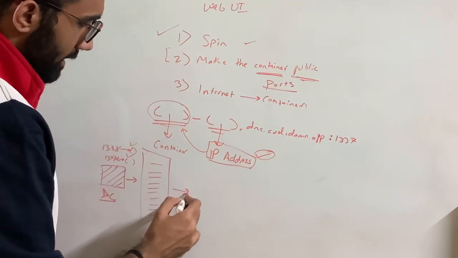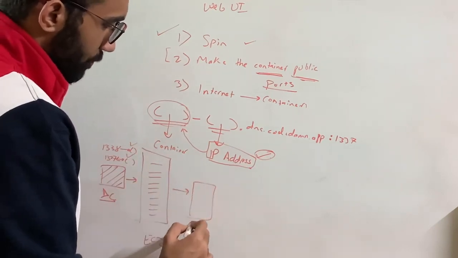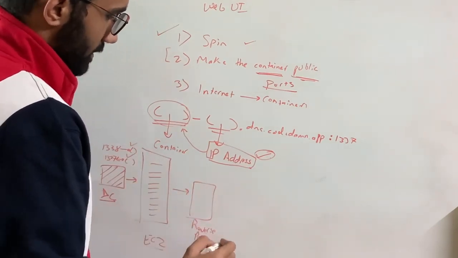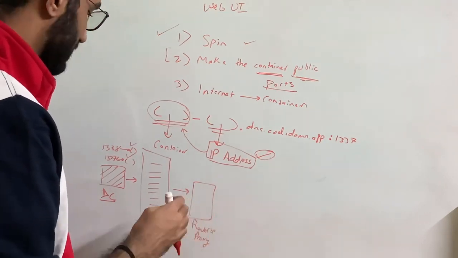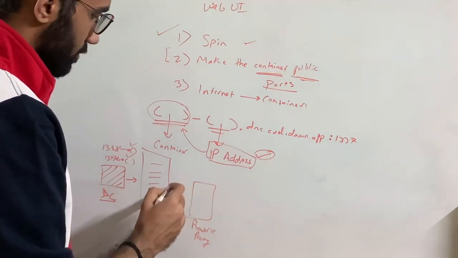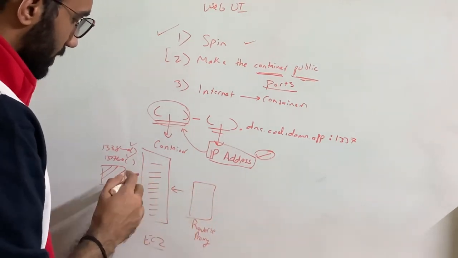Then on this container we have another reverse proxy process which listens to incoming connections, and I think I have just drawn the directions of the arrows a little wrong. It should be something like this.